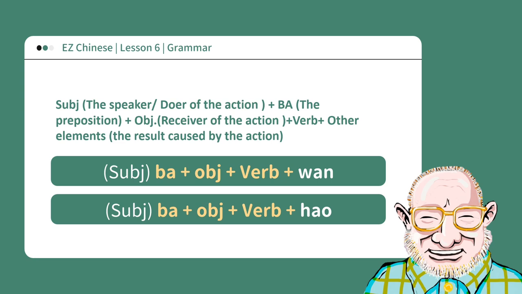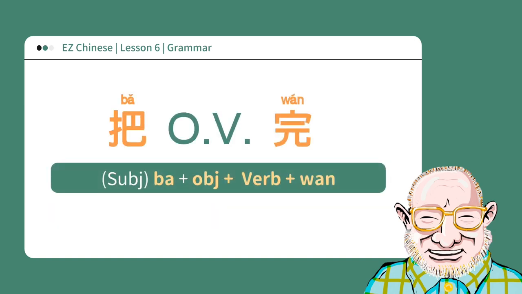Complement of result. 1. Finish, complete. 好 means to finish completely and also means to do it well. Authoritative, to command or request someone to finish, complete the action. 完 is another result verb ending. Finish, complete. For example, 吃完, finish eating. 喝完, finish drinking. 做完, finish working.